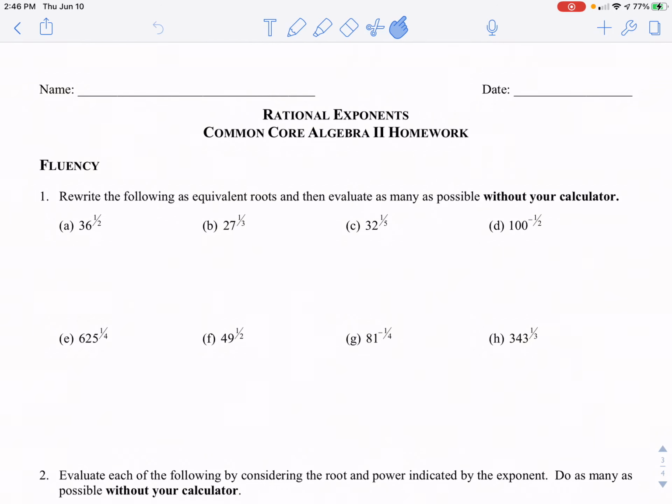Hello and welcome. In this video, we're going to take a look at the homework for Unit 6, Lesson 2 on rational exponents. Remember to pause the video and rewind it as necessary. Let's take a look at part 1. Rewrite the following as equivalent roots and then evaluate as many as possible without your calculator. Well, we're going to do them all without a calculator, or at least try our best.